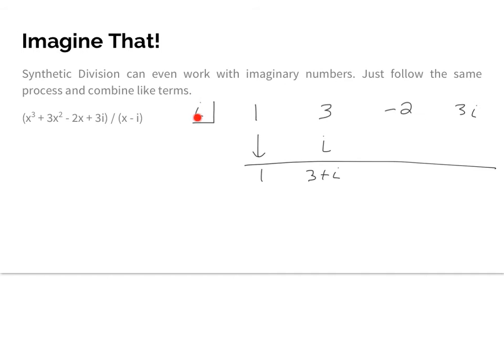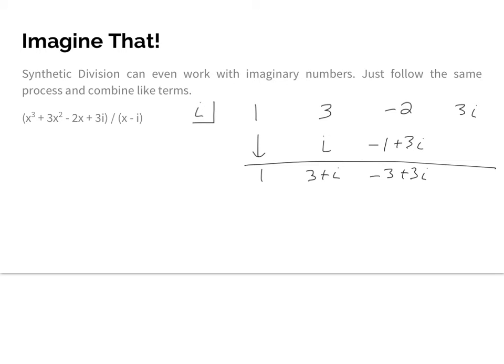Now I'm going to multiply i by these two things, but when I do that, I have to distribute. So I'm going to have i times 3 is 3i, but i times i is i squared. Now, i squared, remember, is -1. So I have -1 plus 3i. When I add down, I'm going to combine like terms. -2 plus -1 plus 3i. I can combine the -2 and -1 and get -3 plus 3i.